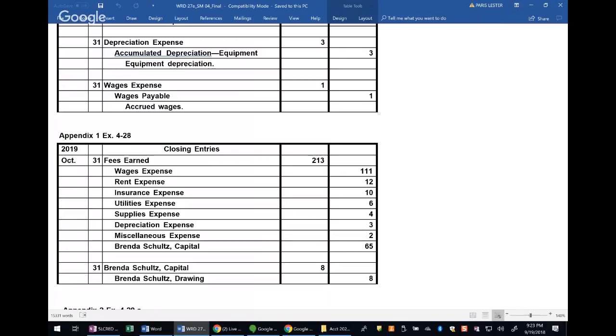All right, on that trial balance, you just simply had to debit your revenue, credit your expenses, credit capital for 135,000, I think 300. Then you had to debit capital and credit drawing for how much? All right, that's it. That's closing entries.